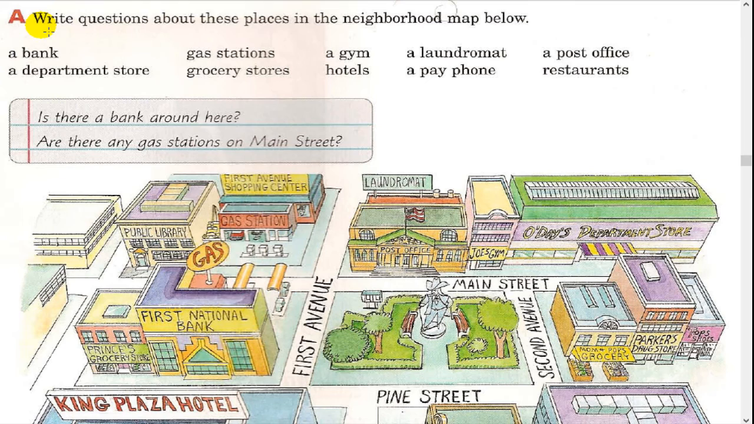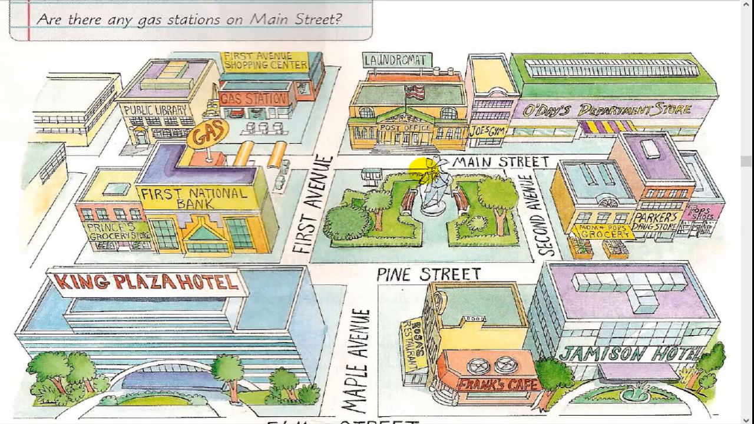A. Write questions about these places. Bank, a department store, gas stations, grocery stores, gym, hotels, a laundromat, a payphone, a post office, restaurants. You ask a question about this map, and then you try to describe the place.